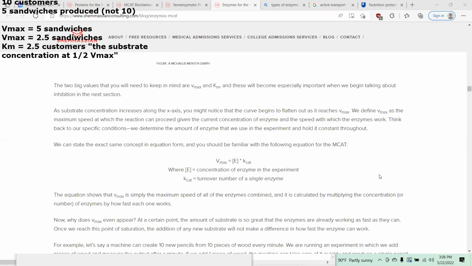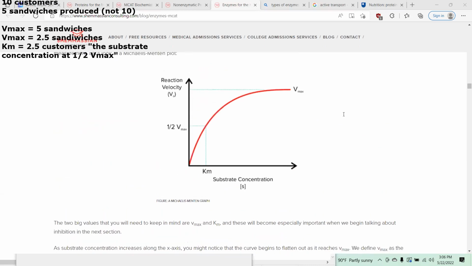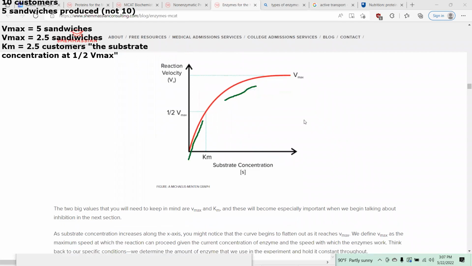So as the substrate increases, look at this. The rate of change is very high here, right? How do we know rate? We know rate from the slope of the line, right? So this is much steeper than this, right? And that's because as the substrate increases, it has a harder time finding a free enzyme because there are fewer free enzymes. I think that makes sense.